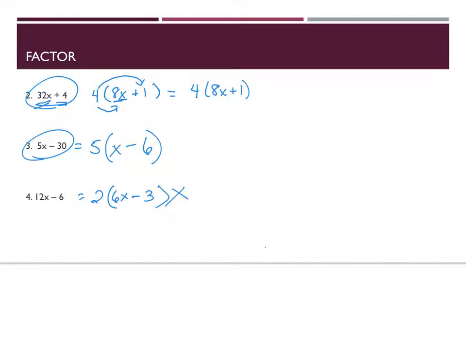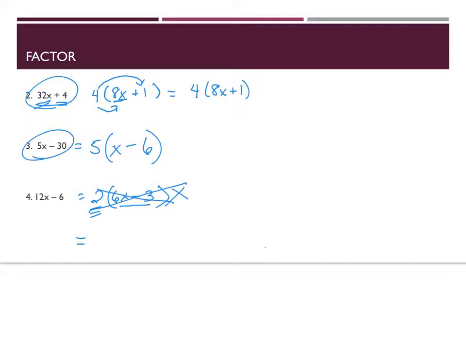It's incorrect because 2 isn't the largest number that went into 12 and 6. The way I could tell this is look inside my parentheses. Do 6x and 3 have a common factor? Is there a number that will go into 6 and 3? Well, the answer to that is yes. 3 will go into those. If I have a common factor left inside my parentheses, I did not pull out the largest common factor when I tried to factor it.